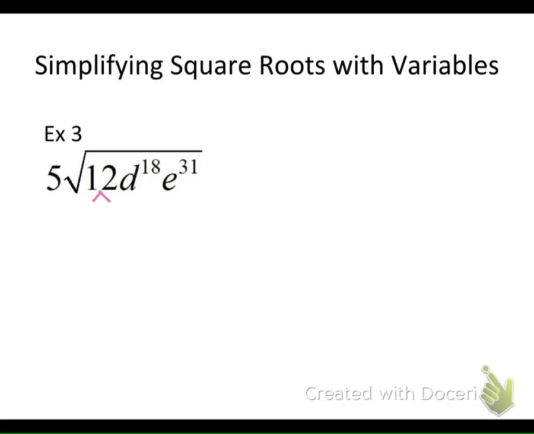Close. What times 6 will get you to 12? 2 and 6. We know 2 is a prime, so I'm going to circle it. Then what two numbers can I multiply together to get 6 again? 2 and 3.